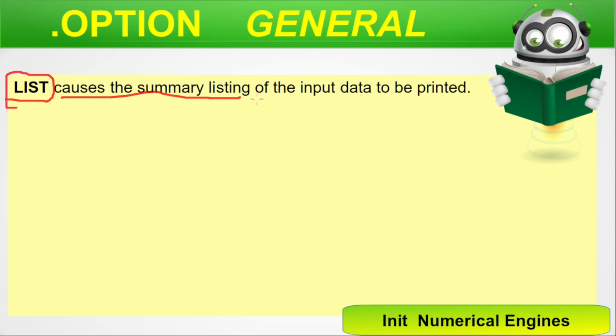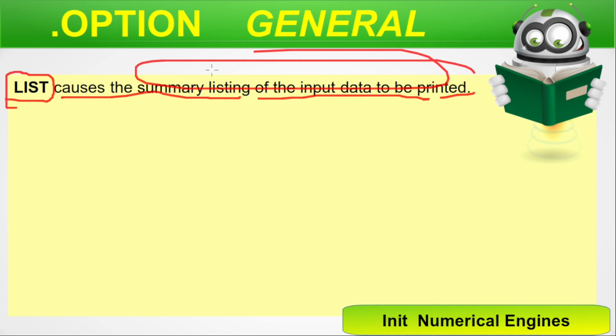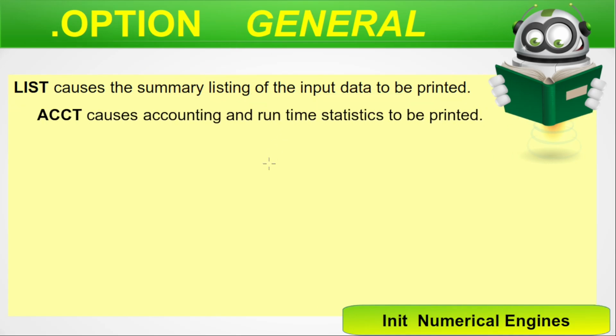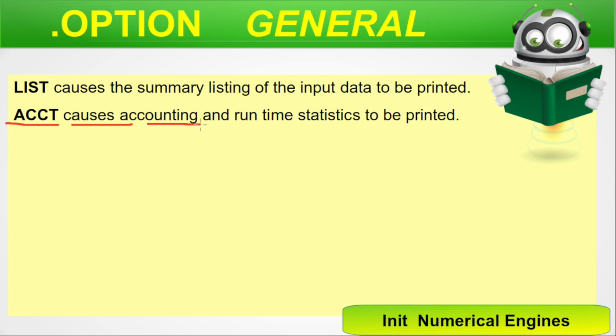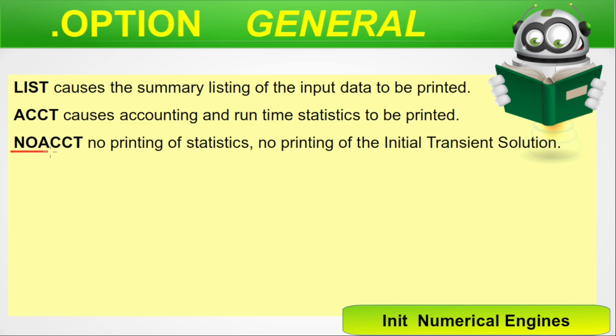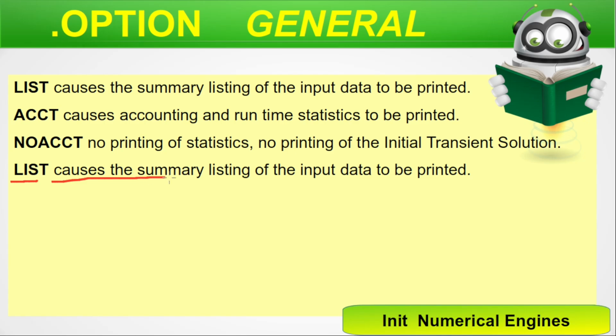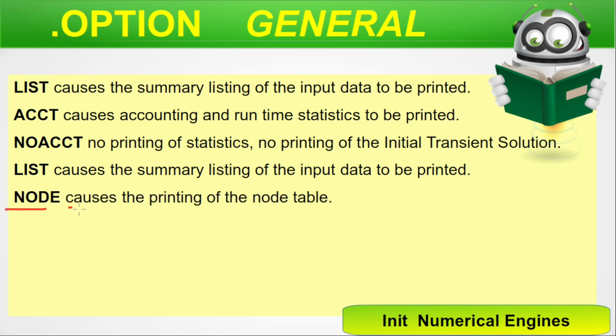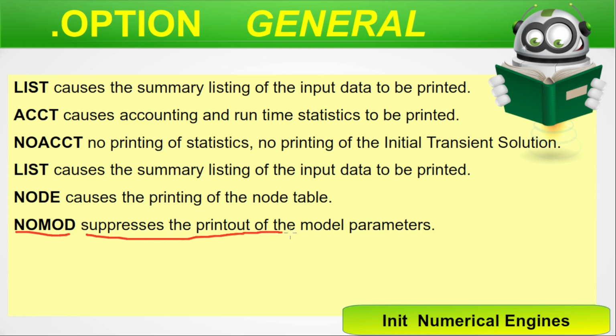It causes the summary listing of the input data to be printed. It's a kind of outputting the details of the dot option. ACCT causes the accounting and runtime statistics to be printed. So you can see it will give some data related to the accounting or runtime. NOACCT means no printing of statistics, no printing of the initial transient solution, so nothing will be printed. LIST causes the summary listing of the input data to be printed. It gives a summary. NODE causes the printing of the node table. So there are internal nodes, important nodes; I think those will get printed using NODE. NOMOD suppresses the printout of the model parameters.